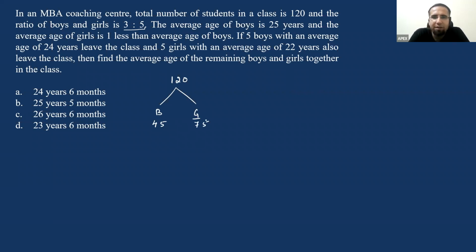Right. The average age of the boys is 25. So this is my number of students. I'm given the average age of boys is 25 and the average age of girls is 1 less than the average age of boys. Clear? So till here the question is pretty clear. Going ahead with it. If 5 boys with an average age of 24 years leave the class and 5 girls with an average age of 22 years also leave the class. Clear? Then find the average age of the remaining boys and girls together.